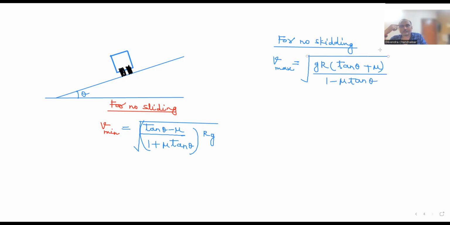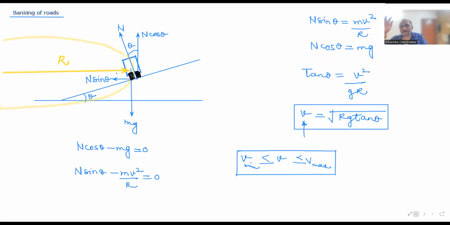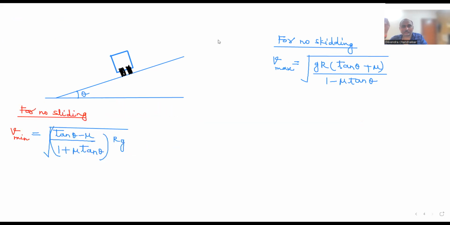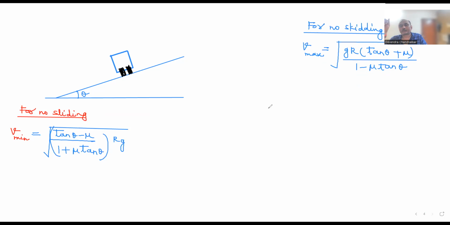This is V max. Without mu, what was V? It was root of Rg tan theta. Just remember these data, this will help you. Those of you in 11th and 12th standard, see if it is in your syllabus in your schools, please go and watch the derivation part of it. If you don't understand it, ask me. Now, the velocity without mu was root of gr tan theta, right? This velocity lies in between V max and V minimum.